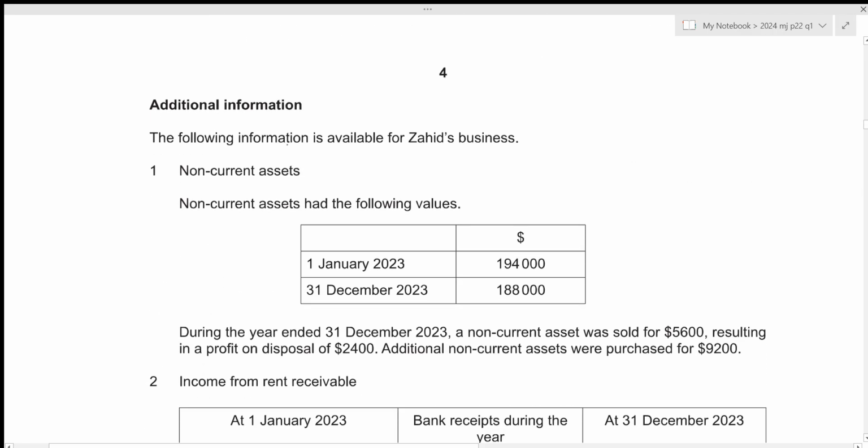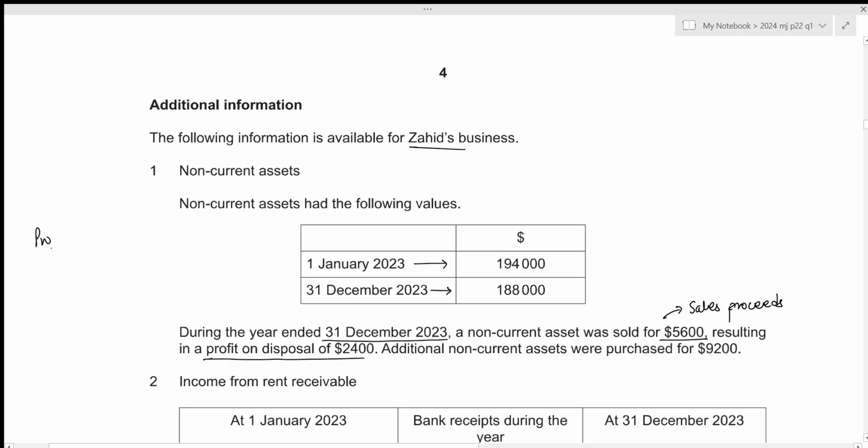So we again have additional information. The following information is available for Zahid's business. We have the non-current assets, which had the following values. So these are the carrying values at the start of the year and at the end of the year. During the year ended 31st December 2023, a non-current asset was sold for 5,600. So this is the sales proceeds for that disposed non-current asset, resulting in a profit on disposal of 2,400.